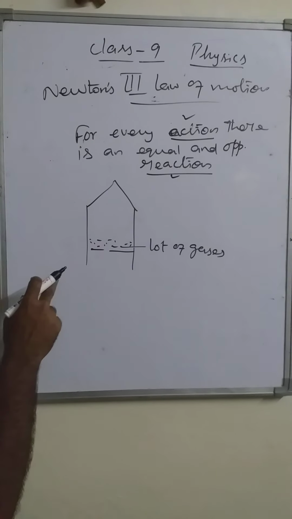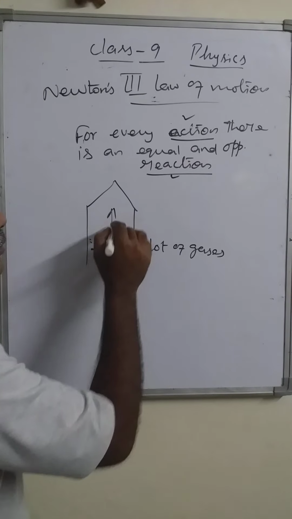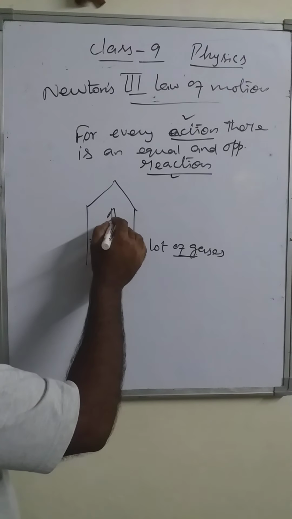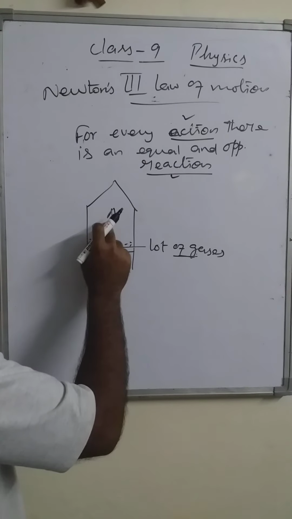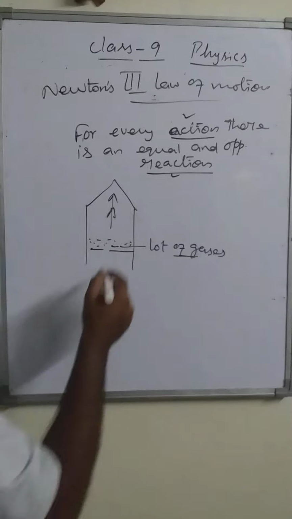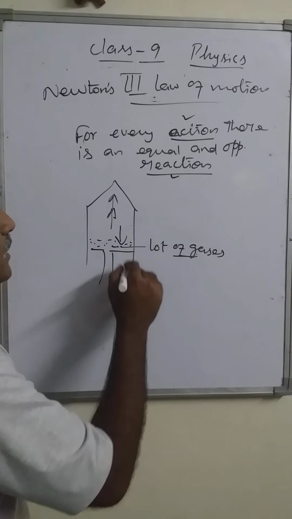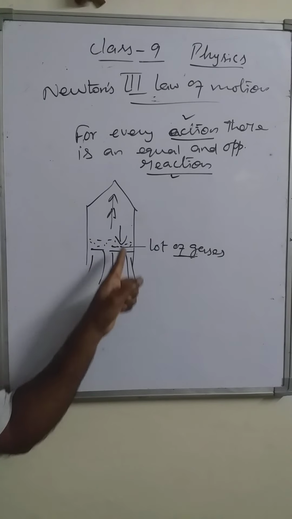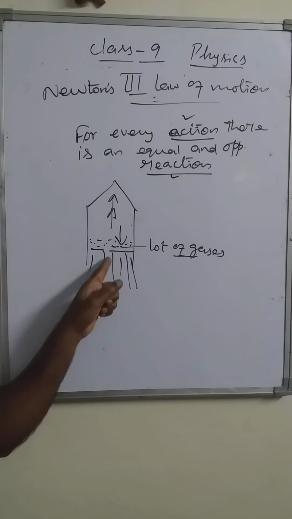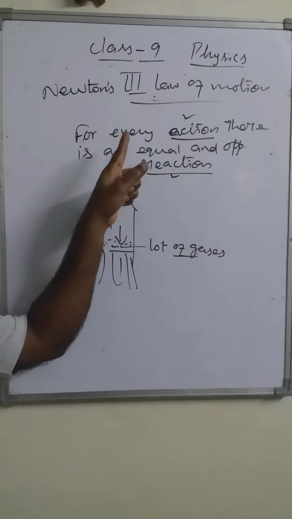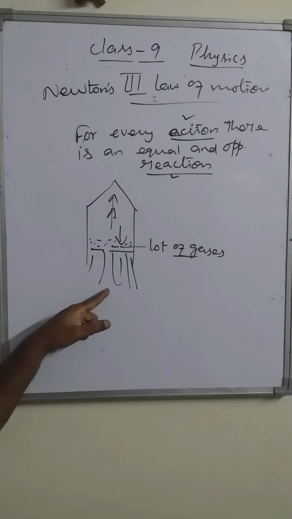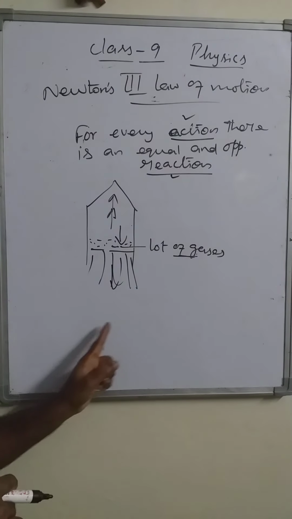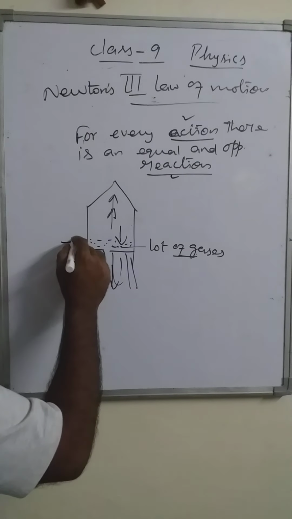Here what happens? When the rocket is moving upward, why is it moving upward? Because the gases which are produced exert force on the rocket, the force applied by the gases on the rocket, with which it moves upward. And then the rocket also exerts force on the gases, with that the gases are moving in the backward direction. So here also we have action and reaction. One may be taken as action, another one is reaction. The force applied by gases on the rocket, the rocket moves upward. And the force applied by the rocket on the gases, they are moving backward with respect to the rocket. From the ground, we can say they are moving downward. Here also Newton's third law of motion.